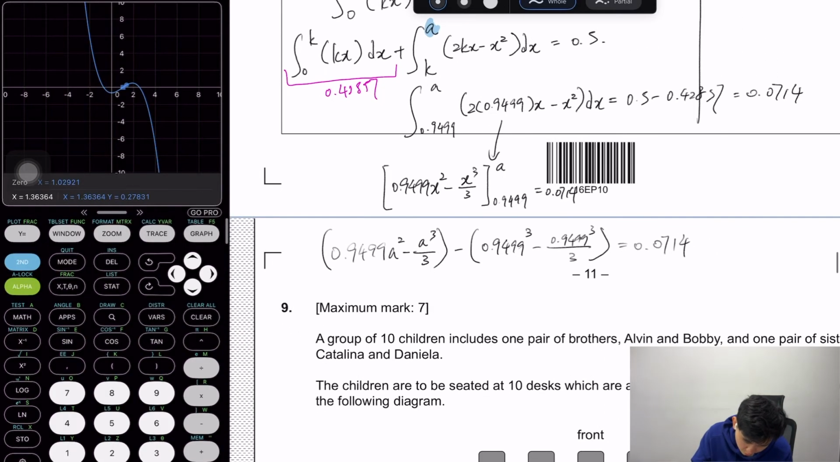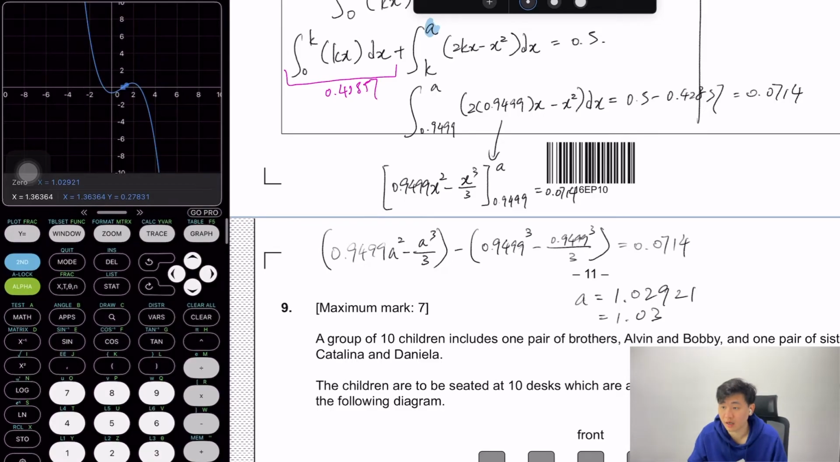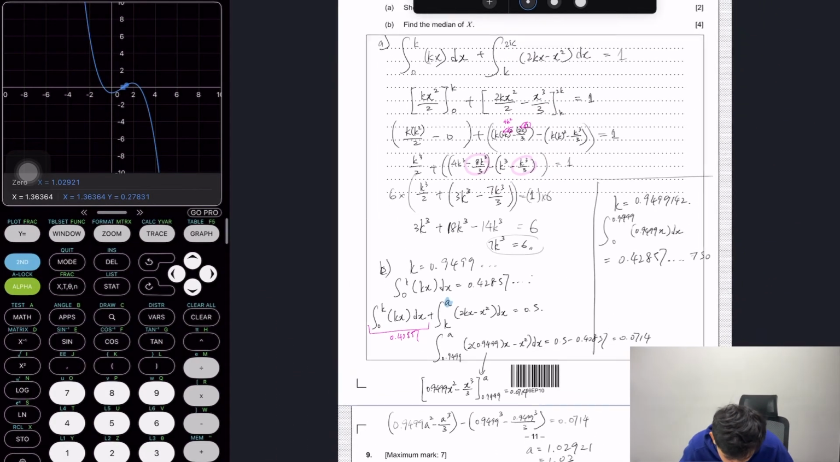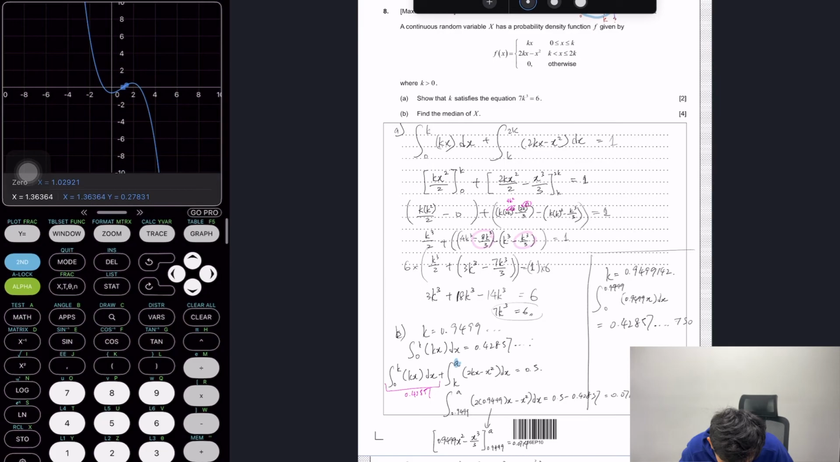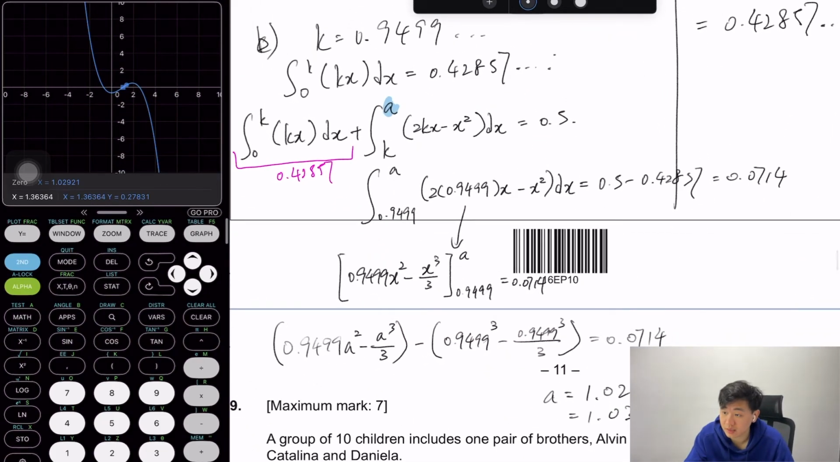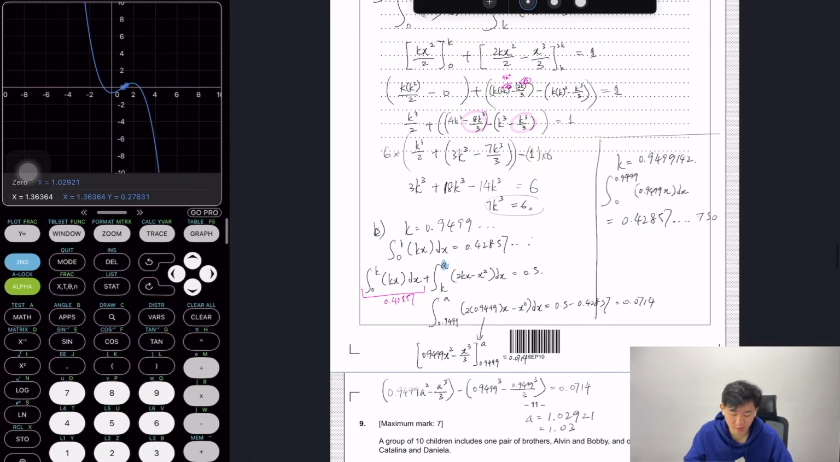Okay, so that means we can solve it by our calculator, which is A equals 1.02921, okay? So A equals 1.03, okay? Finally. Do we have any specific things to list out? No. So that means it equals that. All right. If you have a quicker method, you can just use it, because I have to show you all the work here and we use a little bit longer time there.